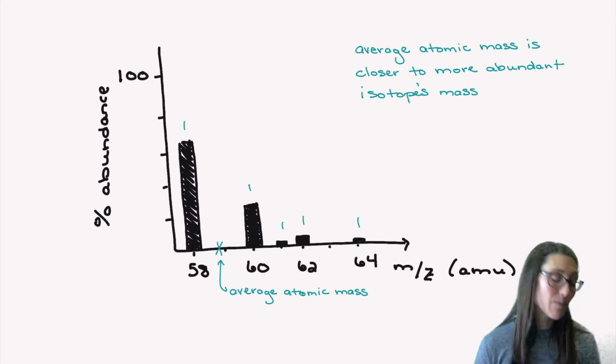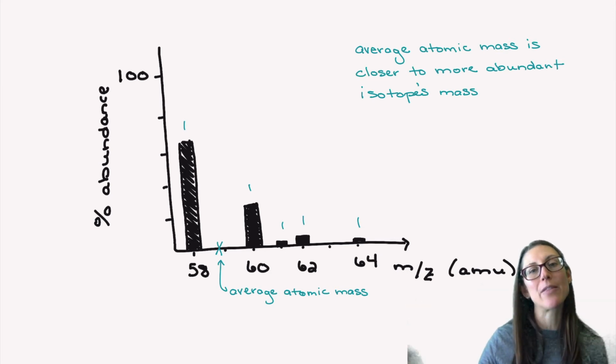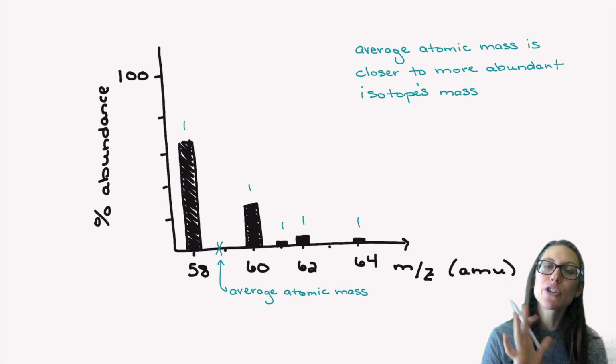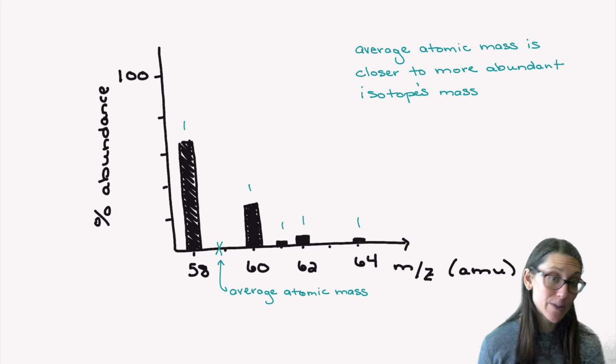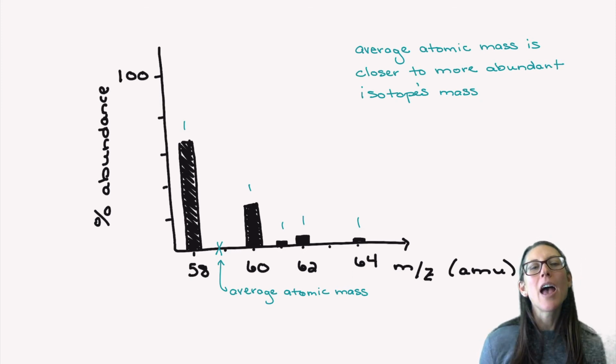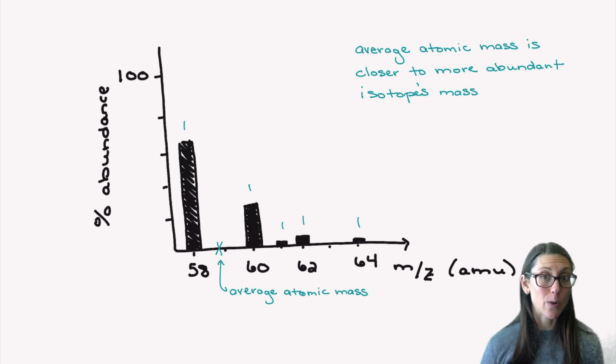And so we can estimate average atomic mass by looking at both the masses and the relative abundance. And your average mass should be closer to the higher abundance isotopes, excuse me. And while estimating average atomic mass is fine, it'd be much more satisfying if we could actually just calculate a more accurate number for average atomic mass. And so we need an equation.